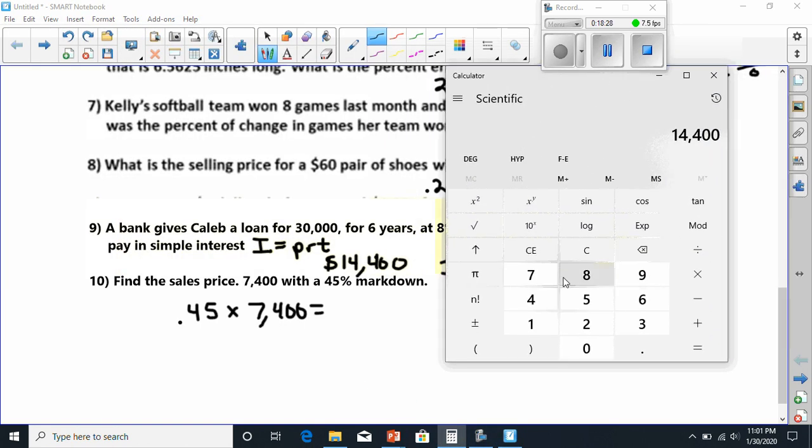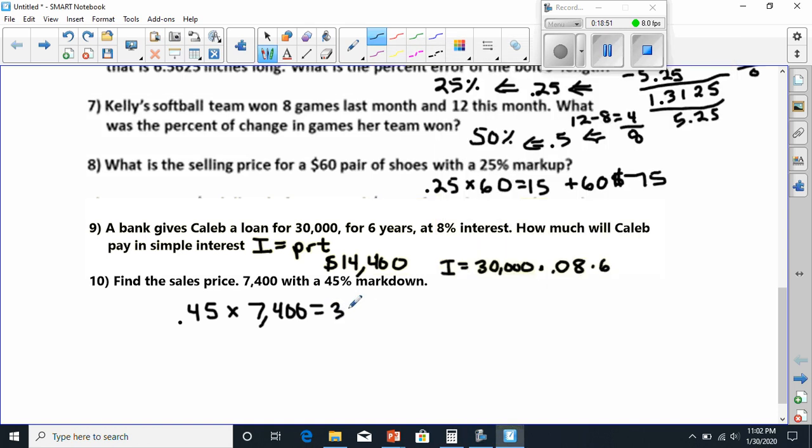It says 7,400 times 0.45. And that's going to give us 3,330. I'm going to double check that. 7,400 times 0.45. Yep, 3,330. And now we've got to remember to subtract that from the original amount.